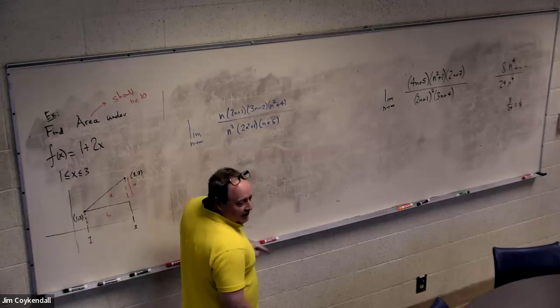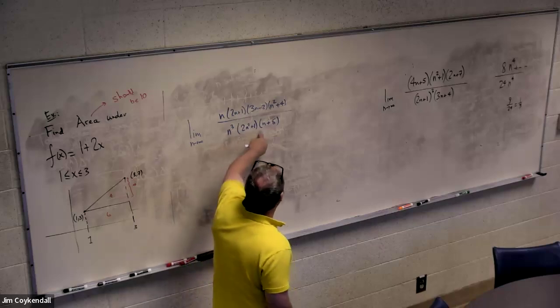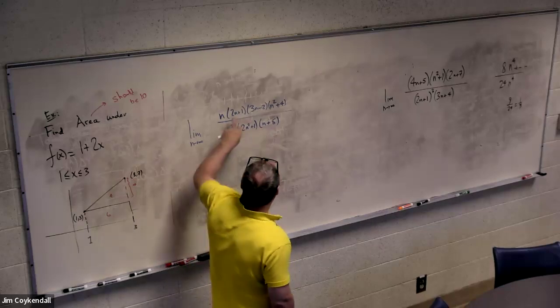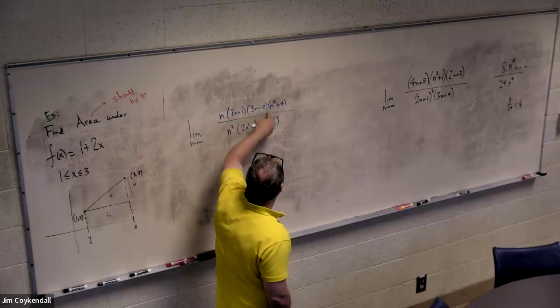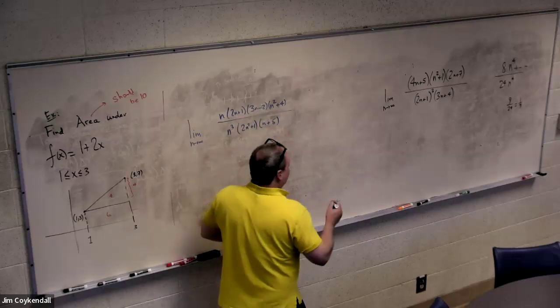Six. That's exactly the problem. The biggest power on the bottom is six. And the biggest power on top is one, two, three, four, five. Right? So this is zero.